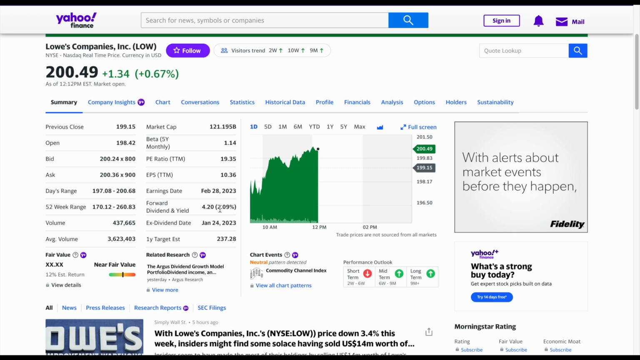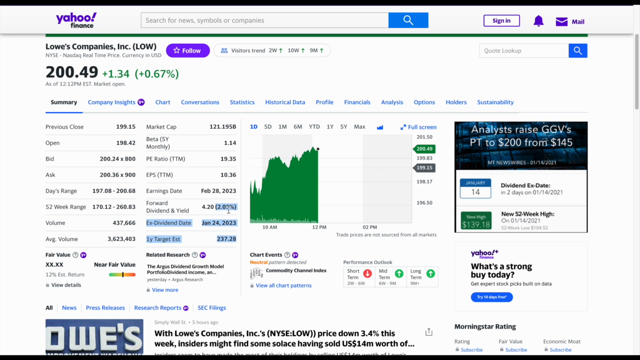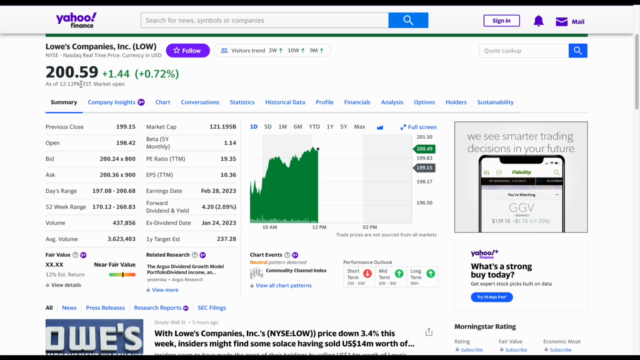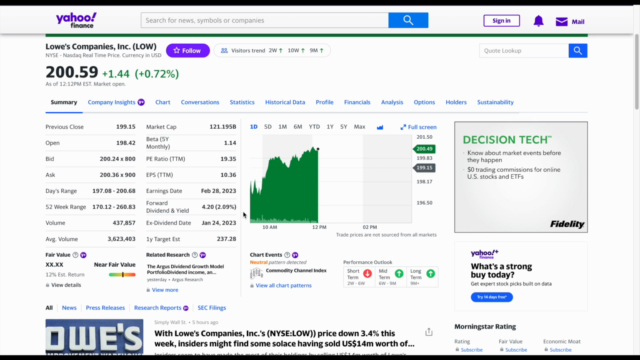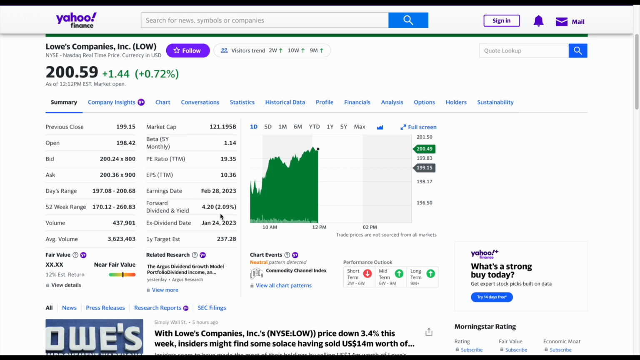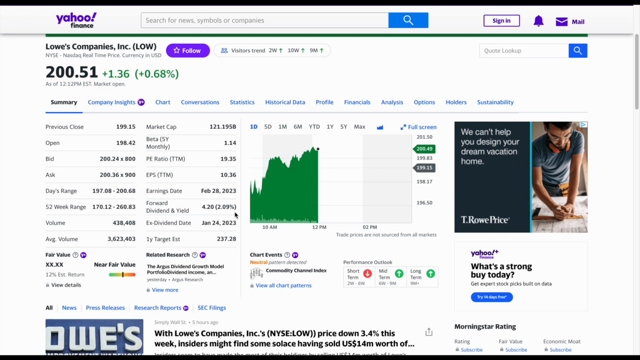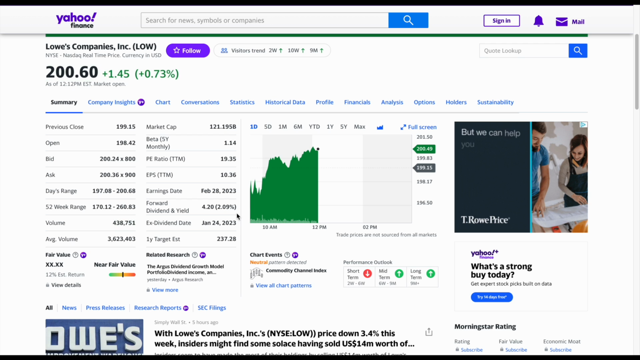Now, the next thing it's showing is the yield. The dividend yield is essentially going to be this $4.20 divided by this $259. And the dividend yield is a good way to project how much dividend income you will receive based on how much you invest. So let's say, for example, I only invest $100 into Lowe's with a 2.09% dividend yield. I can expect to receive about $2.09. So that's a pretty good way to look at it.